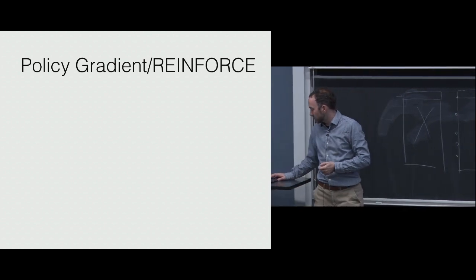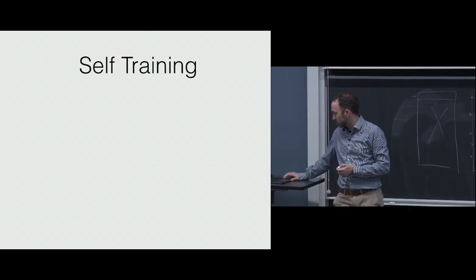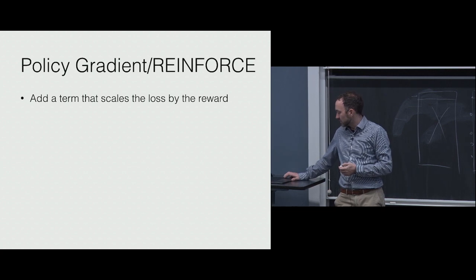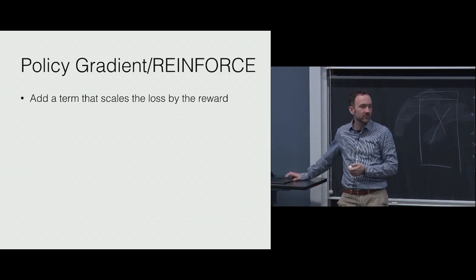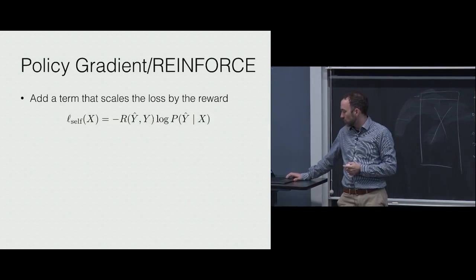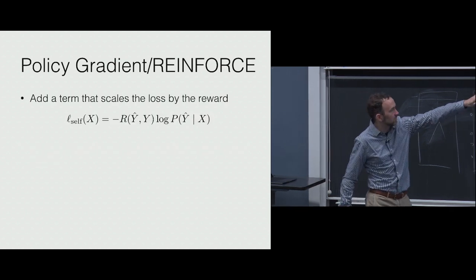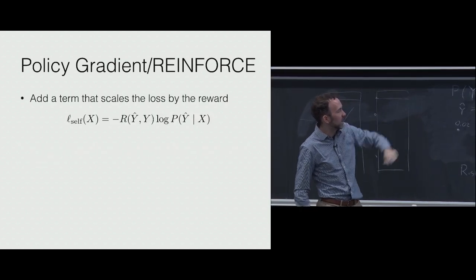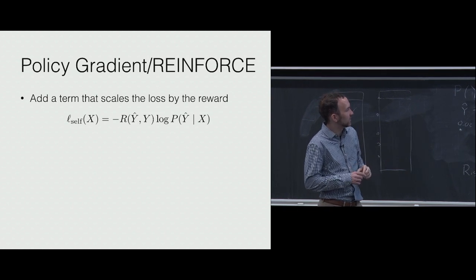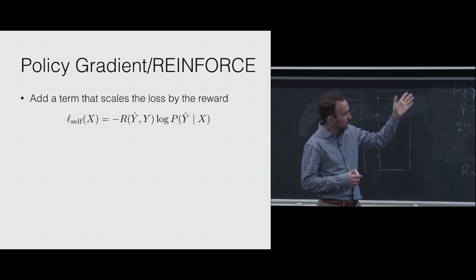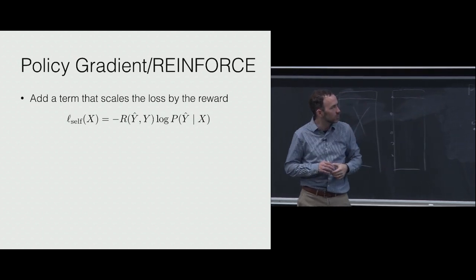So you can look at policy gradient or reinforce from this point of view as well. Policy gradient is actually very similar to self-training in that you are taking a term that scales the loss by the reward. Actually, sorry, this is a typo. That should be L reinforce, and you need the reference Y on the left side. But basically what this is doing is it's not just optimizing the likelihood of the output, but it's also multiplying it by the reward.